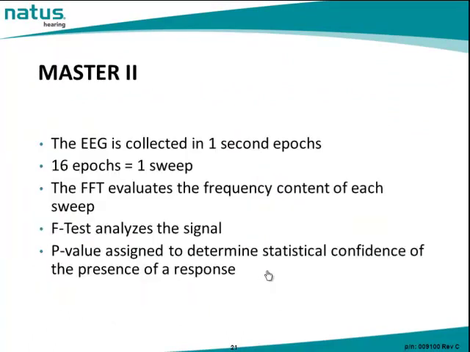With the Master 2 software, the information in the incoming EEG signal is collected in 1-second epochs, or snapshots of information. 16 epochs equals 1 sweep. The FFT is performed on each sweep, analyzing the frequency content. A statistical analysis occurs in the background, and a score is assigned. As each sweep is collected and analyzed, the score is updated. That score is called the p-value, which is the statistical confidence value indicating the presence of a response.